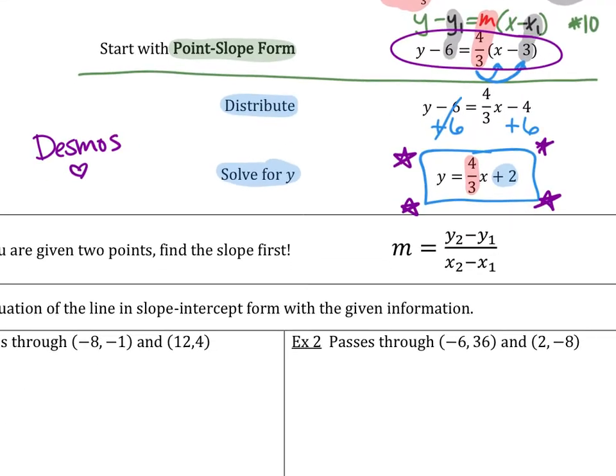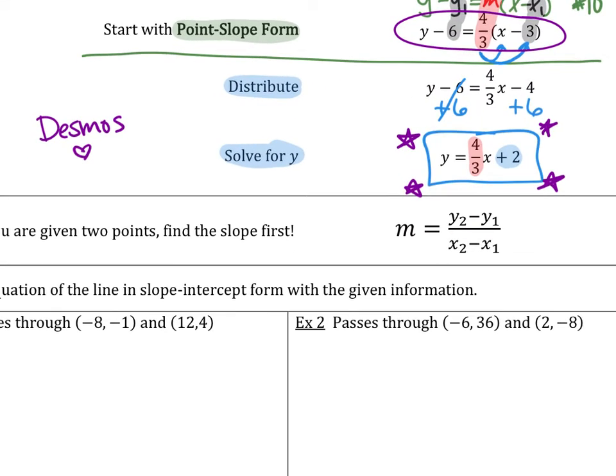And then Angel already asked this question today. He said, what's going to happen if they just gave you 2 points? But just like last class, if they're giving you 2 points, that means you can find your slope using equation number 11. So not a big deal. Not a big deal at all.